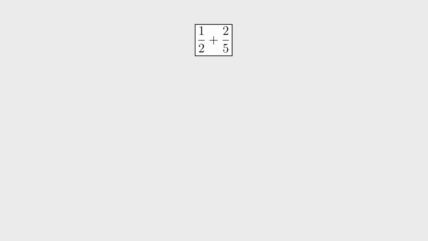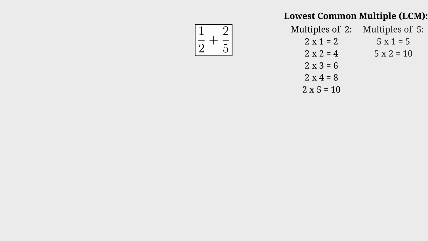Question 1. A half plus 2 fifths. When you add two fractions, you need to make them have the same denominator, the bottom number. How we get this number is by getting the lowest common multiple of 2 and 5. Here is the multiples of 2 and the multiples of 5. 10 will be the lowest common denominator of 2 and 5.